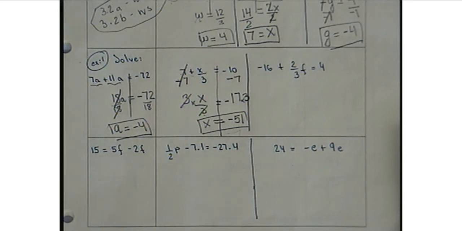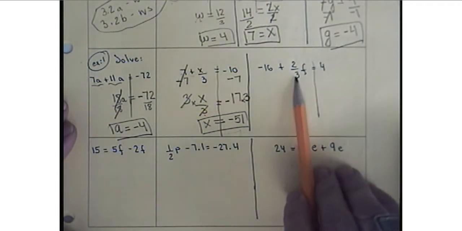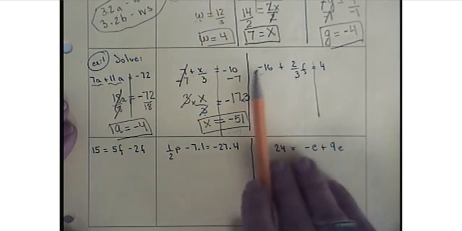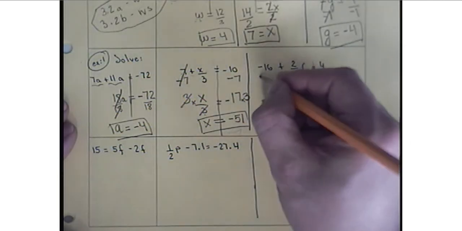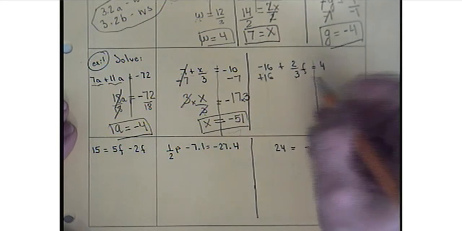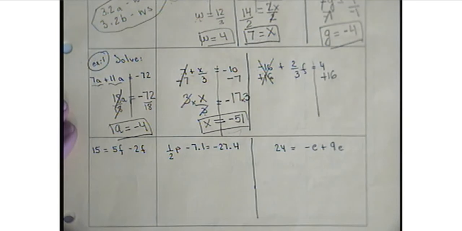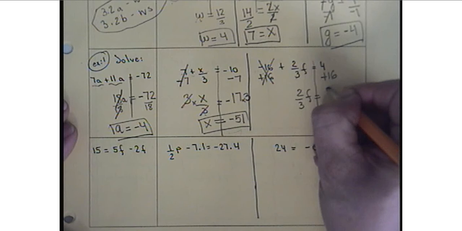Next example, we have another two-step. -16 plus 2/3 f equals 4. So again, draw your line and think about it: here's the variable with the number, but we can't get rid of this first. We have to get rid of this that is added or subtracted to the variable. So if this number is -16, the opposite will be +16 on the left and +16 on the right. -16 plus 16 cancel. We have 2/3 f is equal to 20.